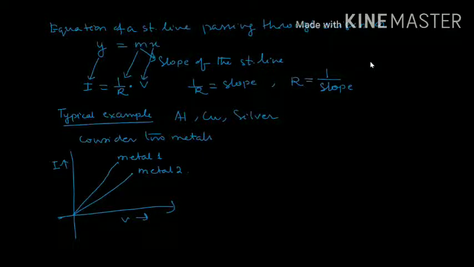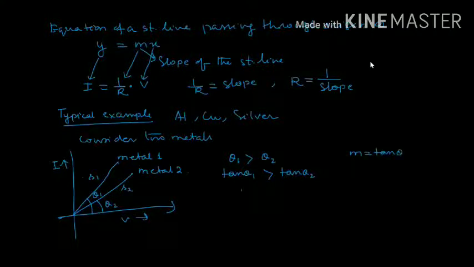So let us find the slope. For metal 1, slope is S1, and for metal 2 slope is S2. Suppose this angle is theta 1 and this angle is theta 2. So here theta 1 is greater than theta 2, or we write tan theta 1 is greater than tan theta 2. Slope m is equal to tan theta. Slope m1 is greater than m2, or we write slope S1 is greater than S2.